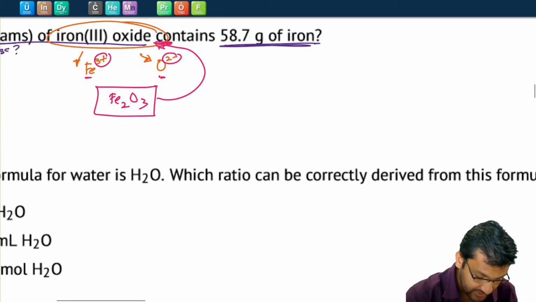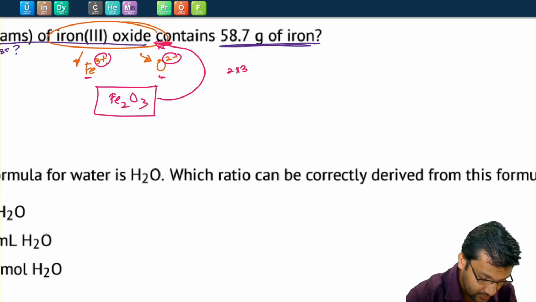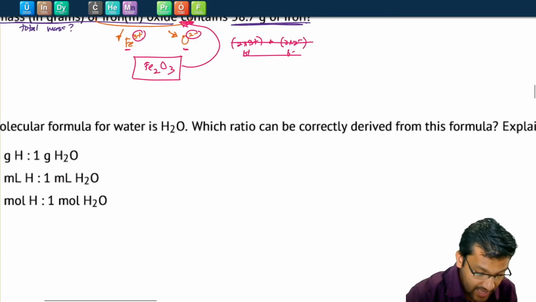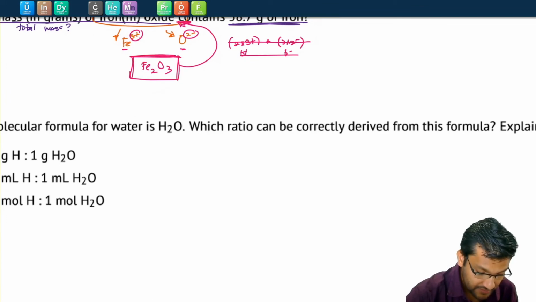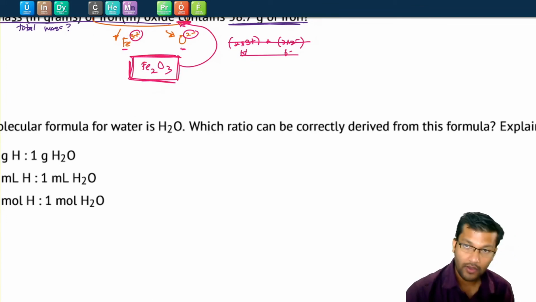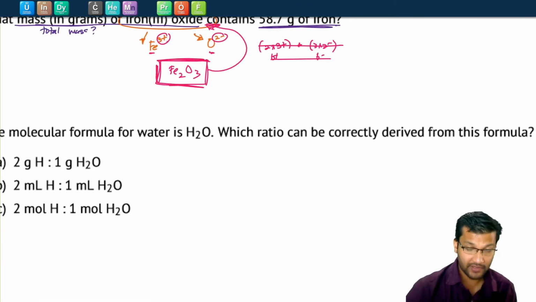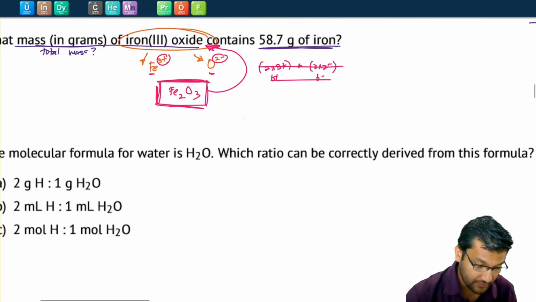In case you want to make sure the charges balance out, we have 2 times 3+ charge plus 3 times a 2- charge. And so this will give us a 6 positive charge and a 6 negative charge that cancels out. Okay, so now that we have our formula, this was our first step. Next we need to figure out what the percent mass of iron is in this compound.